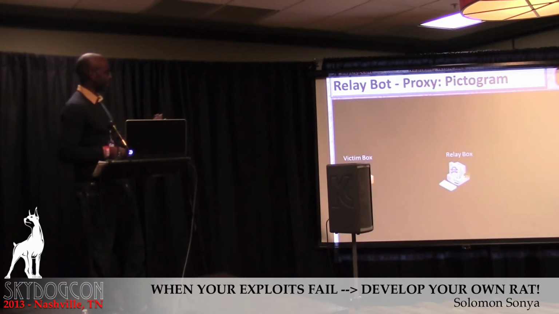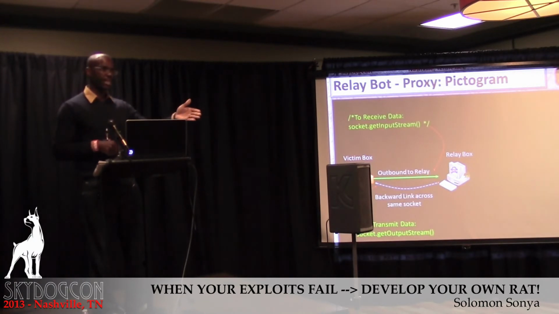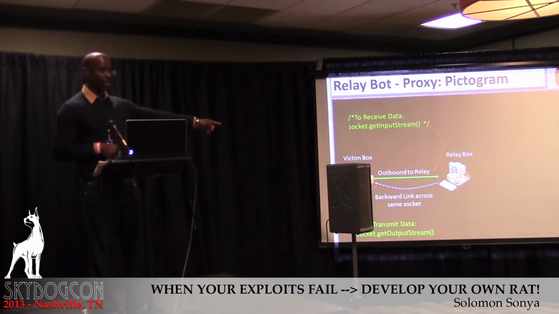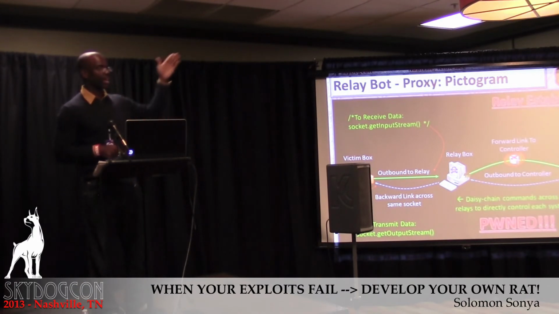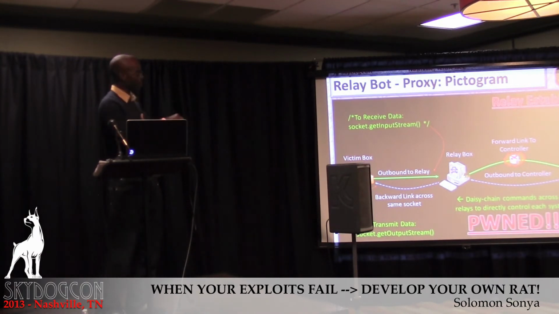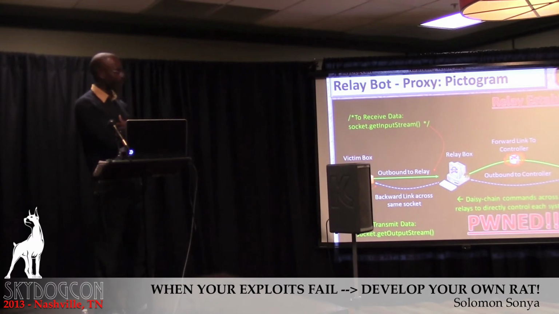So what exactly does that look like? Okay, we have more pictograms. The first one we created was a proxy. If I have an implant on the victim box, that implant establishes an outbound connection to my relay bot. As soon as I receive that outbound connection, the relay is going to ferry that connection to another controller.